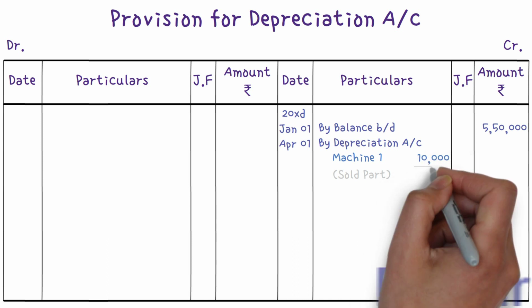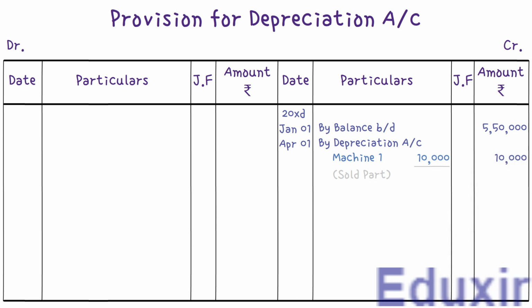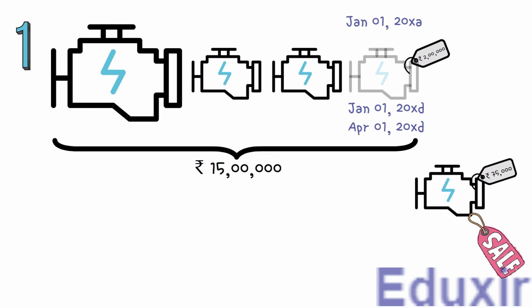Let's then write the total depreciation amount of 10,000 rupees into the amount column. With that, we have completed the posting of the depreciation related transaction into the provision for depreciation account. Let's now continue with further analysis of the disposal of one machine from the first group of machines.